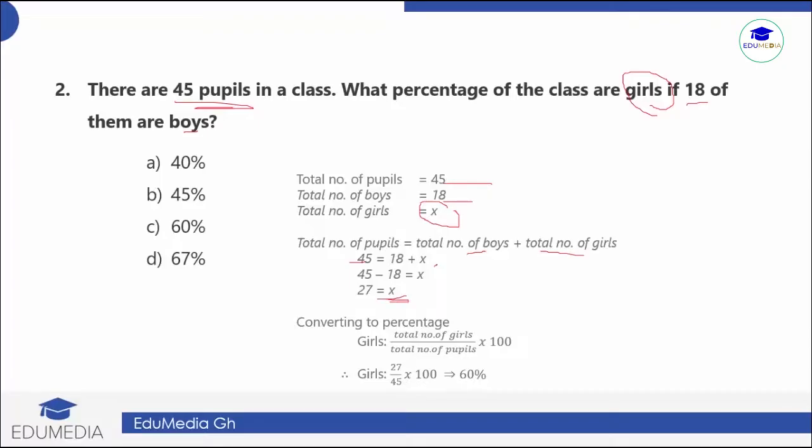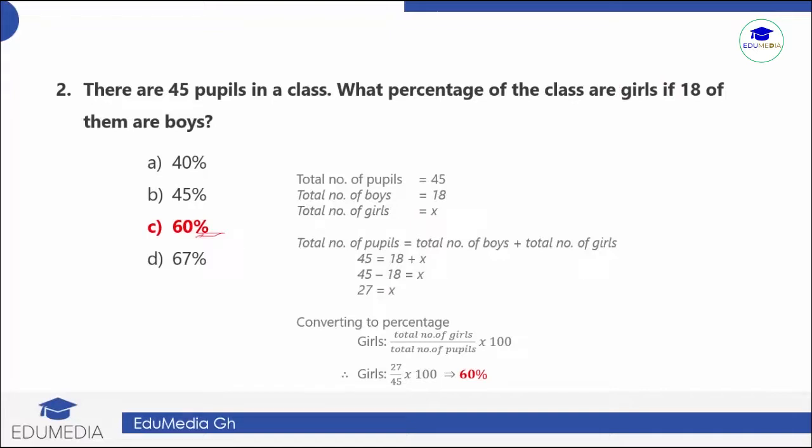All right. Now the question demanded the percentage of girls, not the number of girls. So we have to convert this 27 to a percentage. To convert it to a percentage, all we need to do is take the total number of girls, which is 27, divided by the total number of pupils, which is 45, times 100. That gives us 60%. So 60% represents the girls in the class. So 60%, that is the answer here, C.